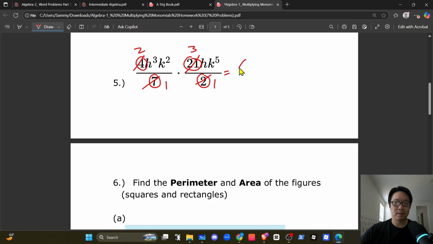So you can set 6 aside, and h to the third k squared times h k to the 5th power, same bases. So we're just going to add our exponents. 3 plus 1 is 4, and then k is going to be raised to the power of 7. So our answer is going to be 6 times h to the 4th times k to the 7th power.